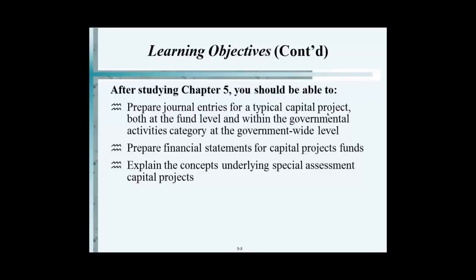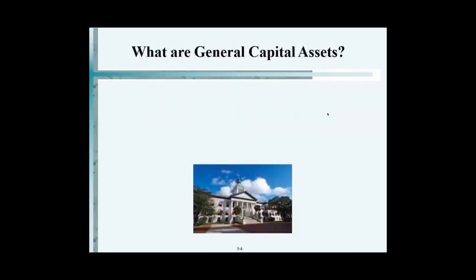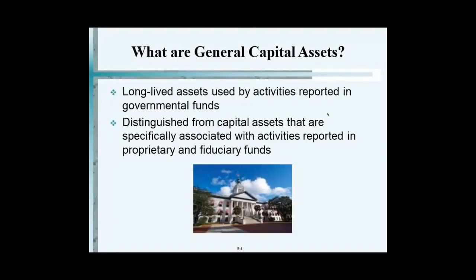Okay. So we'll take a look at the next category of fund, which is the capital projects fund, and then take a look at the financial statements and a couple of special topics. So first, what are general capital assets? We all know what capital assets are. They are what? They are long-lived. They are physical assets. They can be intangible assets too.